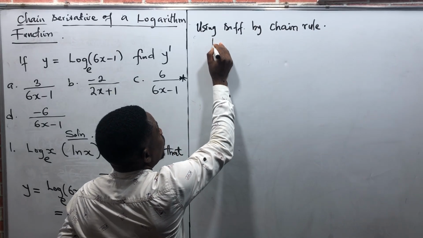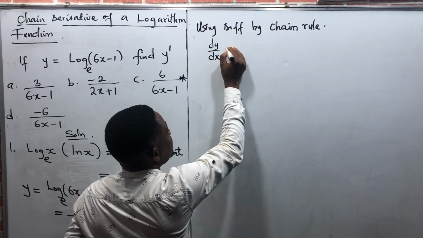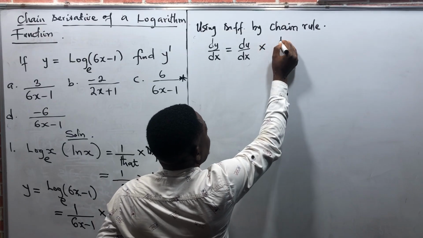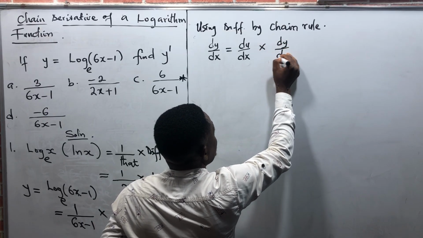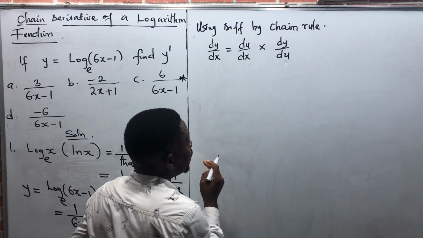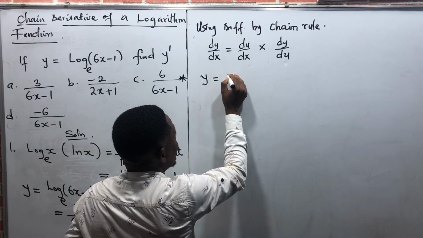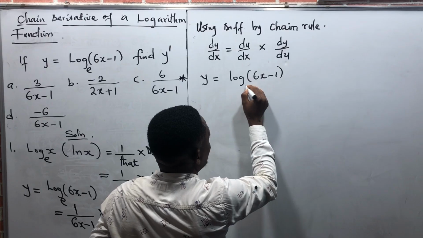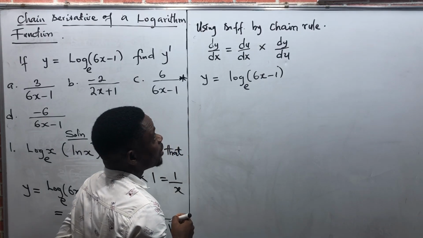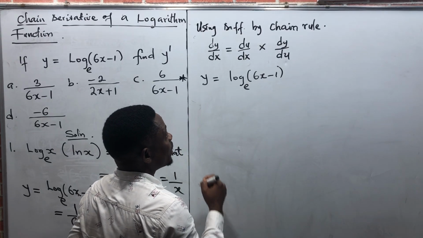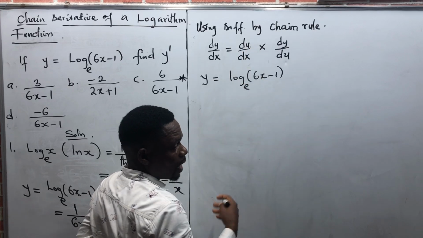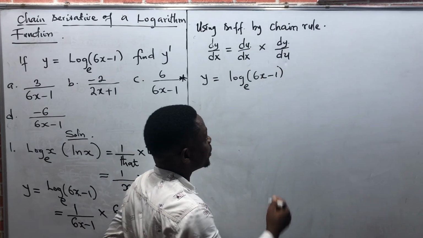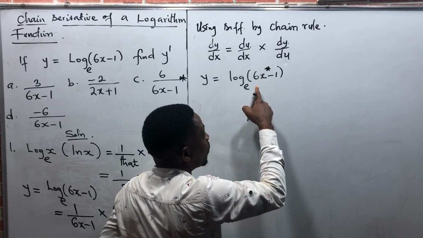Using differentiation by chain rule, look at the formula. dy/dx is du/dx times dy/du. Remember, we are still talking about y is log of 6x minus 1. Are you with me? Now, the question is, which one are we going to call u and differentiate, and which one are we going to call y and differentiate? So you call the one after the log u.